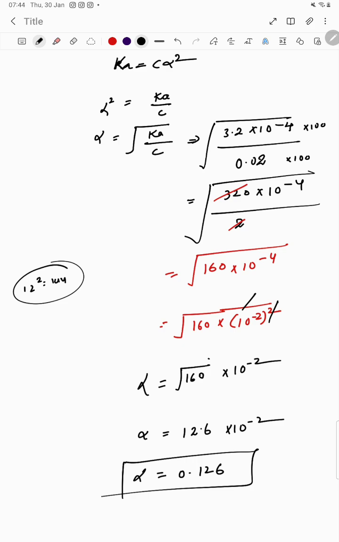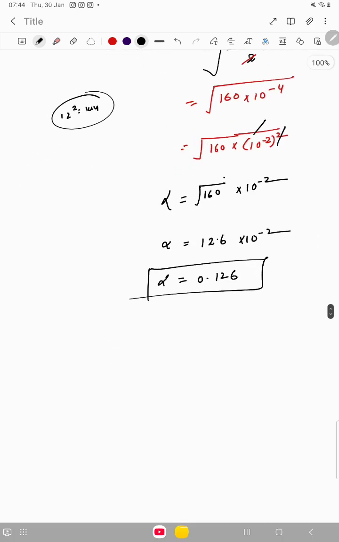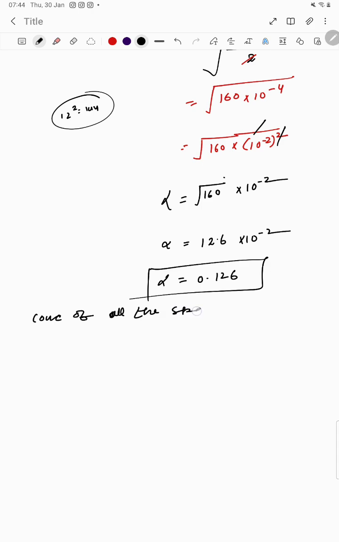And here, if you can calculate, you can place the 160 and then you can calculate the value of the root 160, right? Now, another thing we have to find: the concentration of all the species.